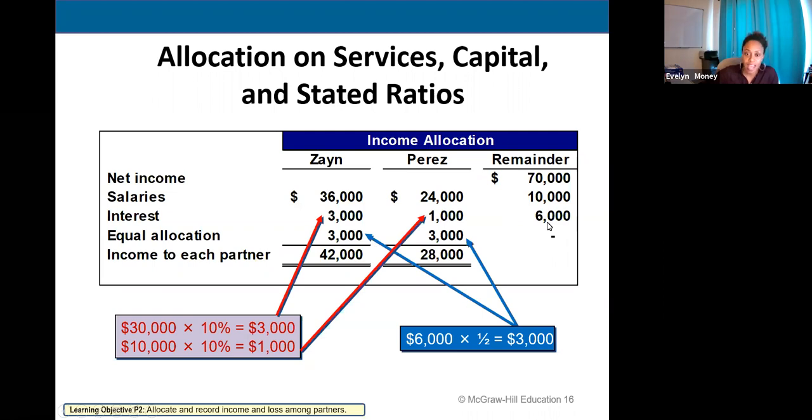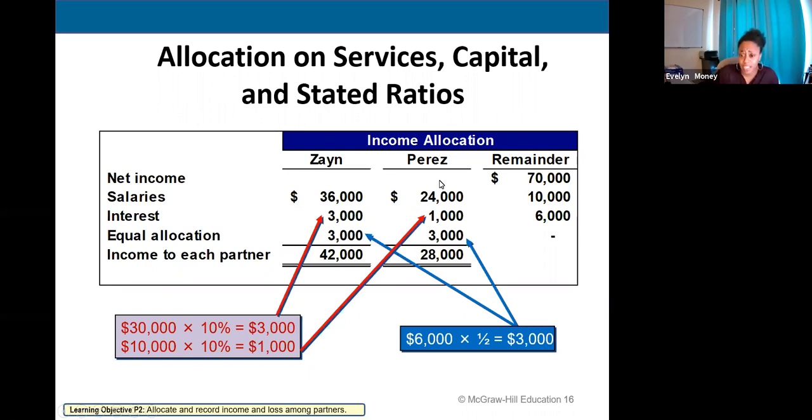So we cut the 6,000 in half and we give 3 to Zane and 3 to Perez, leaving us with a remainder of 0. We add up all of our numbers here. Remember, you allocate salaries first, then you do interest, and then whatever's left over, the partners share in equally. Once you add those numbers up, this gives us the amount that we need to credit Zane's capital account for in our journal entry when we close income summary to capital.